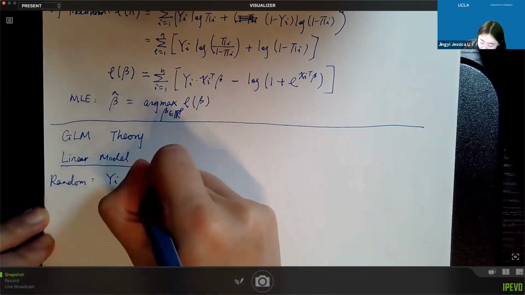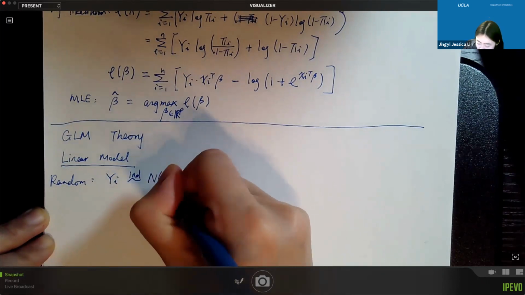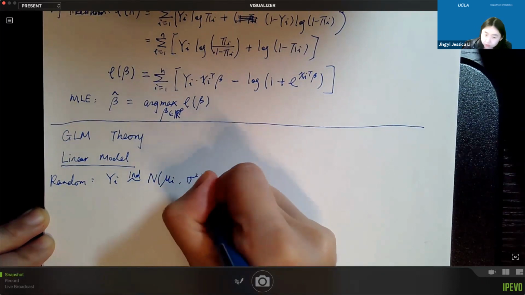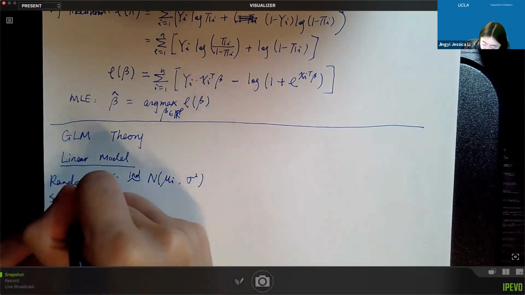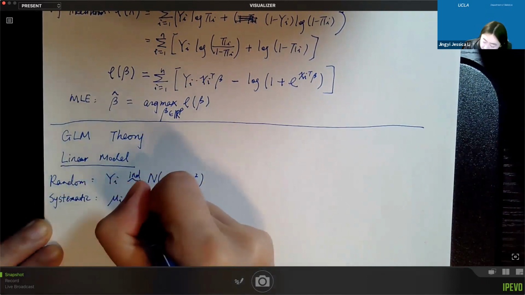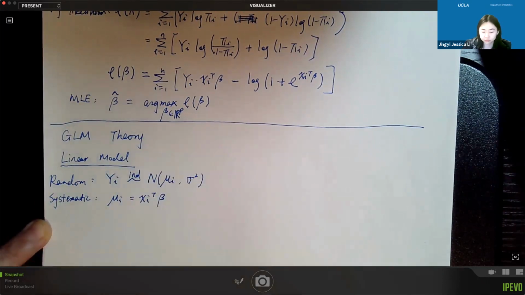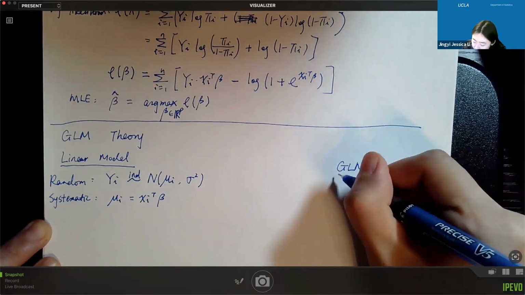So yi's are independently following a normal distribution with mean mu i and a common variance sigma squared. And the systematic structure is that mu i is equal to xi transpose beta. That's the linear model. Now we want to move on to GLM, generalized linear model.